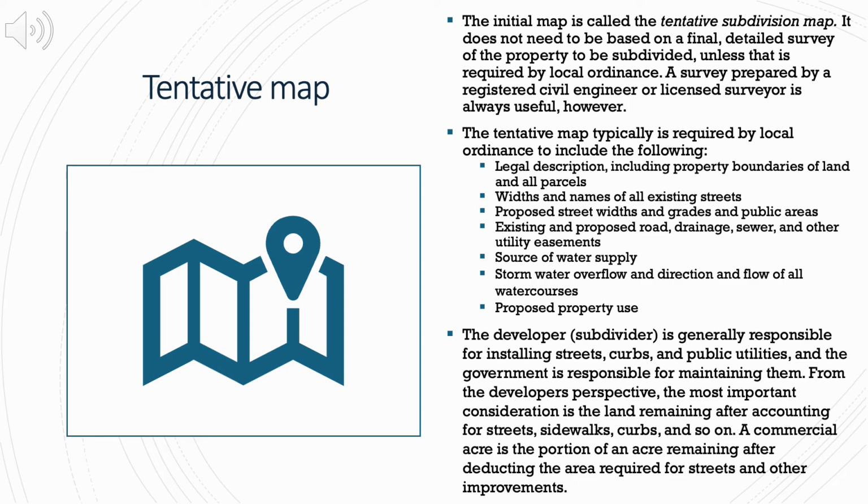The developer subdivider is generally responsible for installing streets, curbs, and public utilities, and the government is responsible for maintaining them. From the developer's perspective, the most important consideration is the land remaining after accounting for streets, sidewalks, curbs, and so on. A commercial acre is the portion of an acre remaining after deducting the area required for streets and other improvements. Final map.